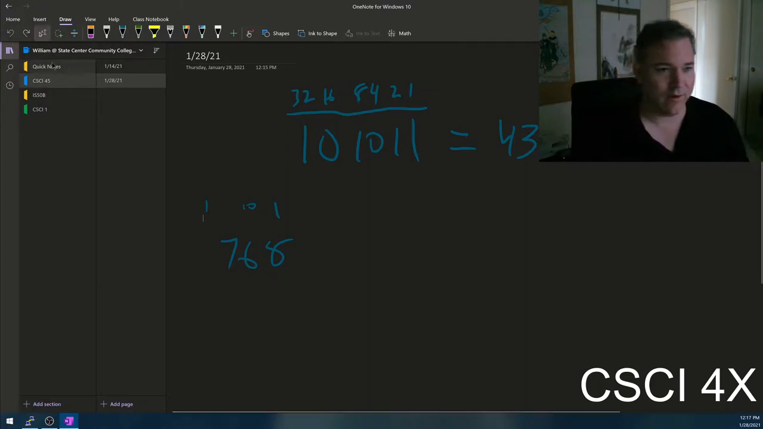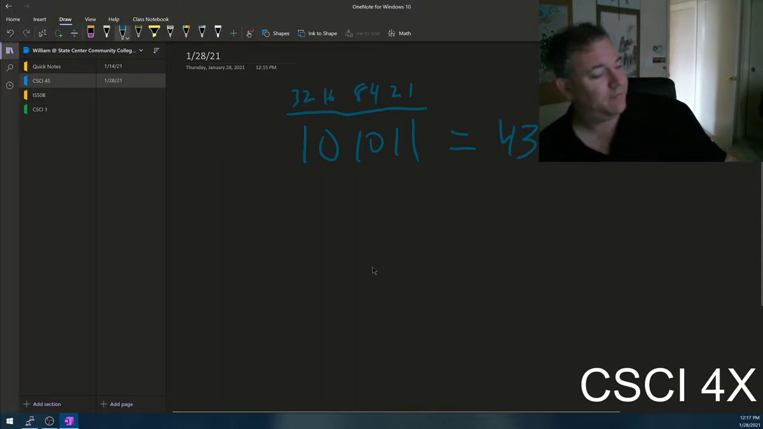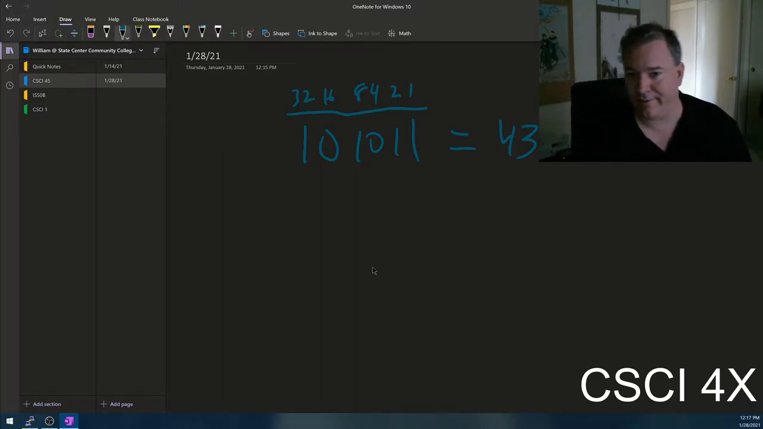The stock market going crazy has been interesting the last few days. There's been a masterful job of trolling by the Reddit people against hedge funds. Base 2 versus base 10, yeah.